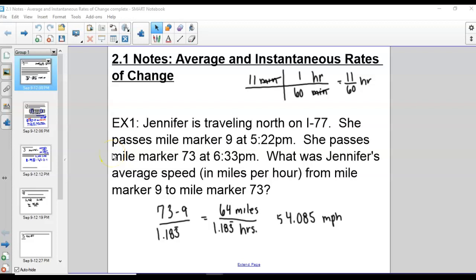Average rates of change are really just the slope between 2 points that you're looking at. Our average rates of change are things that we could do before we ever took calculus. So what we're looking at today is instantaneous rates of change.